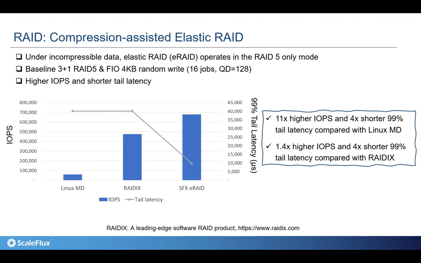And from this figure, we can see that our eRAID can deliver 11 times higher IOPS and 4 times shorter 99% tail latency compared with the Linux MD, and could deliver 1.4 times higher IOPS and 4 times shorter 99% tail latency compared with RadiX.